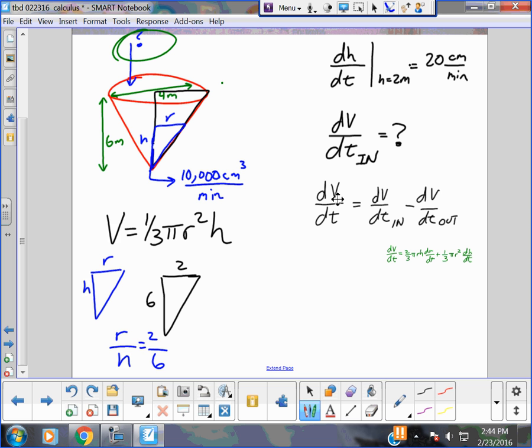We should be able to picture that. As it fills, the circle gets bigger. I cross multiply, and I get 6r equals 2h. I realize up here I have dh/dt, so I really am going to want to get rid of r. So I solve for r, and I get r is 1/3 h.